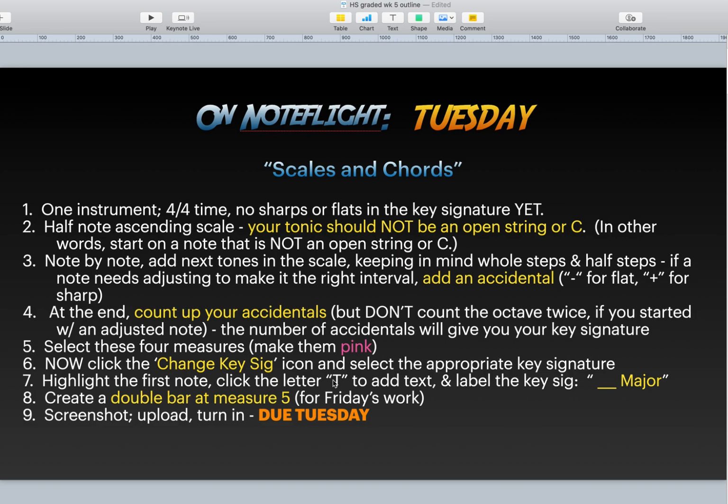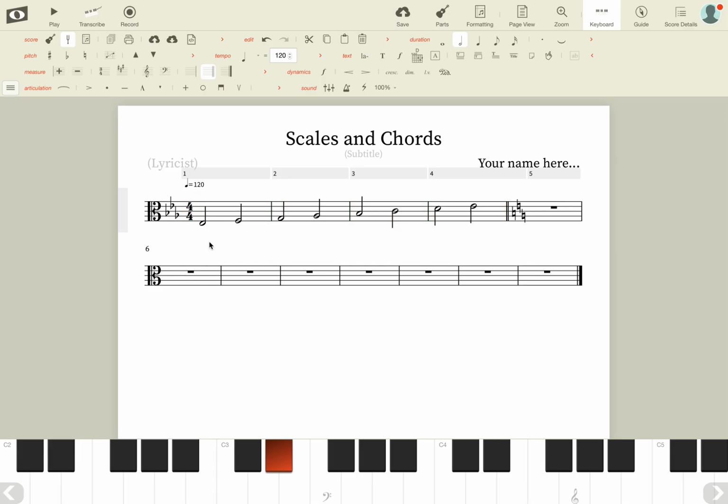So, highlight the first note, click letter T to add text, label the key signature. Okay, so now, click someplace else to make all the pink go away. Click just this. Now, letter T on my keyboard. E flat major. I'm going to click out of that box. Click it there. Let's move this over so it's readable.